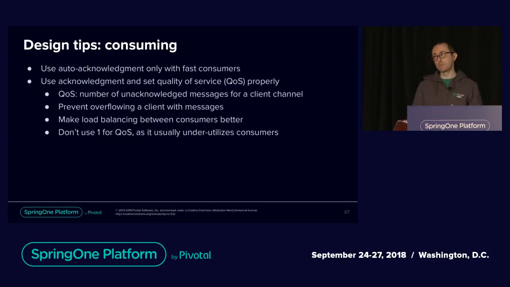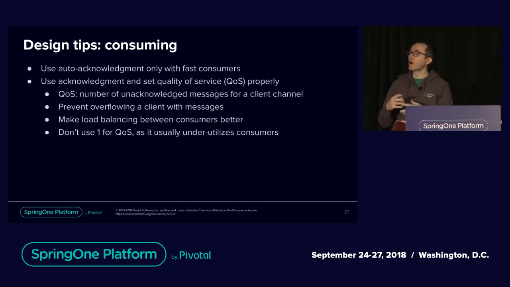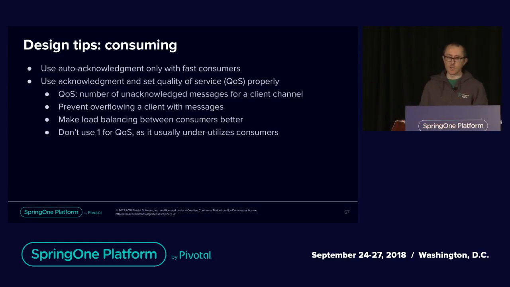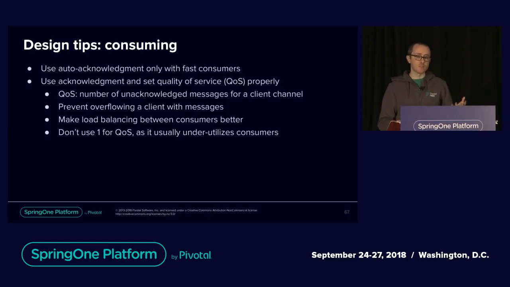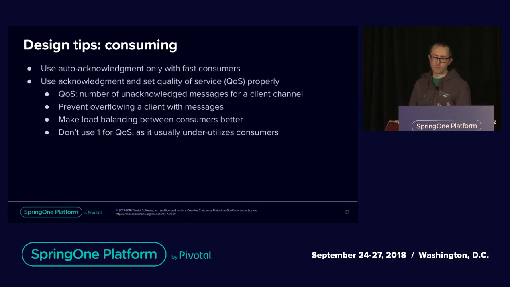And if you set large values like thousands, it can actually lead to the auto-acknowledgement issue, because if you cannot keep up, you're going to have a lot of messages on your application side. So for example, in Spring AMQP, we set the default value for QoS to 250. That's just a value that works for many cases. It used to be 1, which was not good.